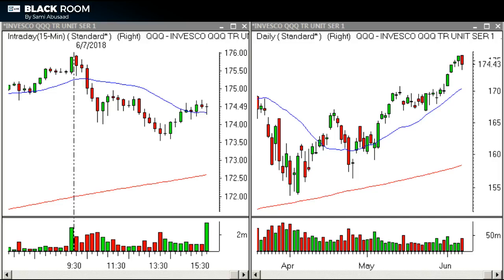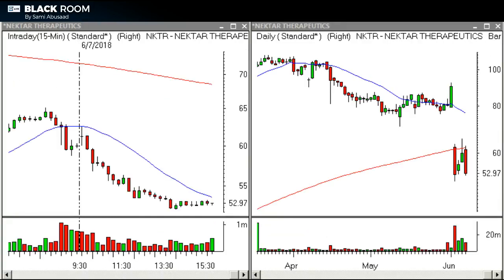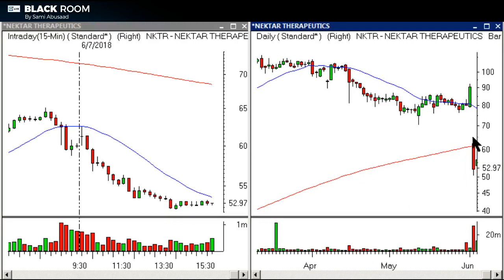Today I would like to talk about a topic that I talked about briefly yesterday, which is novice versus professional gaps. The most important step when it comes to analyzing gaps is determining whether the gap is professional or novice. Because if it's professional, we want to play in the direction of the gap, meaning if it's a gap down, this was a really good professional gap. We want to play short.